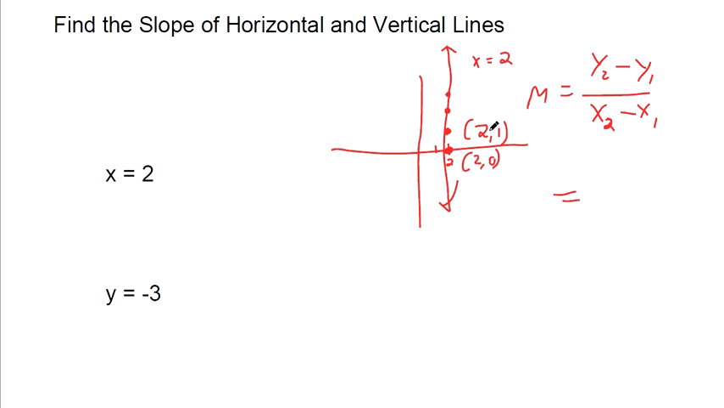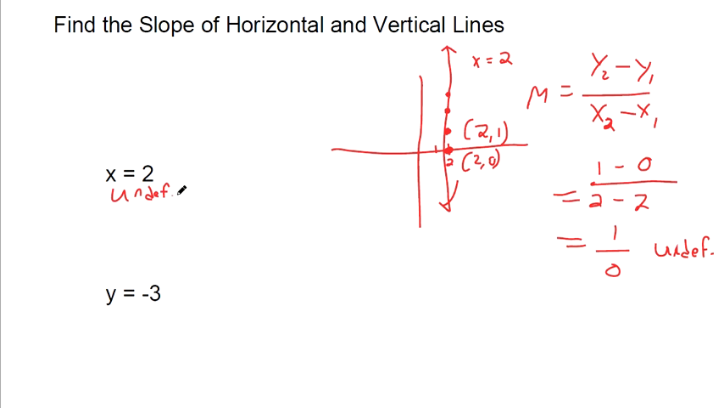Okay, so if you were to plug in the actual coordinates, you can call either one of these y coordinates y2. Just make sure you call the corresponding x coordinate x2. That's what it looks like when you plug in the numbers. 1 minus 0 makes 1, 2 minus 2 makes 0, and this is undefined. This right here says how many times does nothing fit into something? It's undefined. So the slope for x equals 2 is undefined.